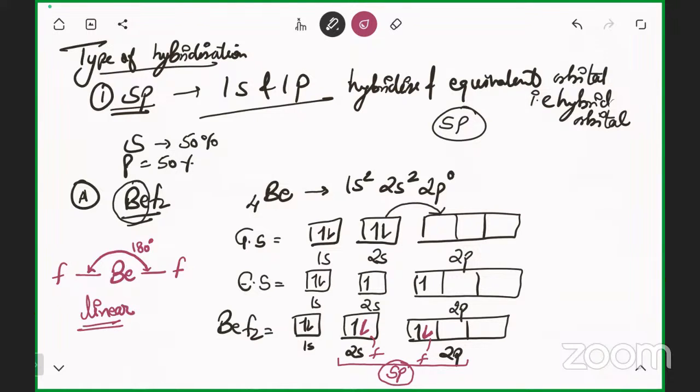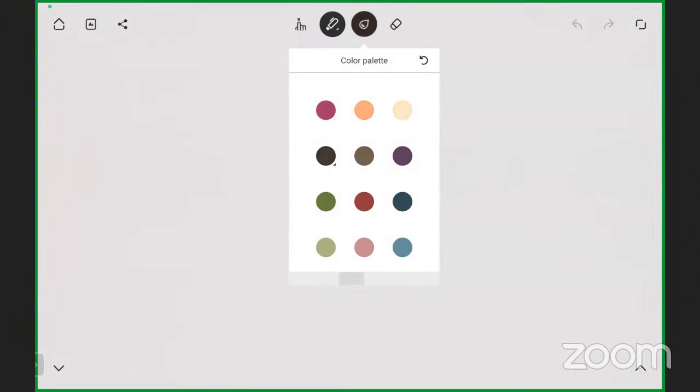Okay, let's go for another example, the second type of hybridization. You can revise it. If you have any doubt, you can ask me in the next class. The second type of hybridization is sp2 hybridization. What is sp2 hybridization? One s and two p orbitals undergo hybridization, and the hybrid orbital formed is known as sp2 hybridized.